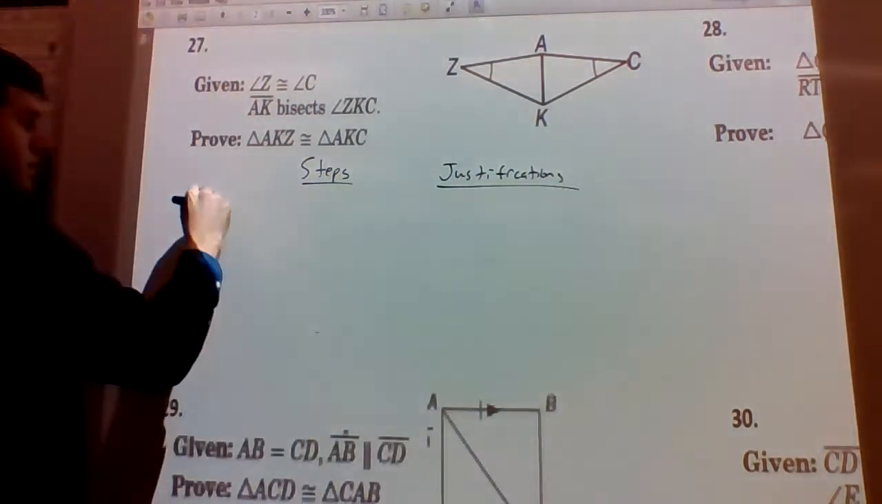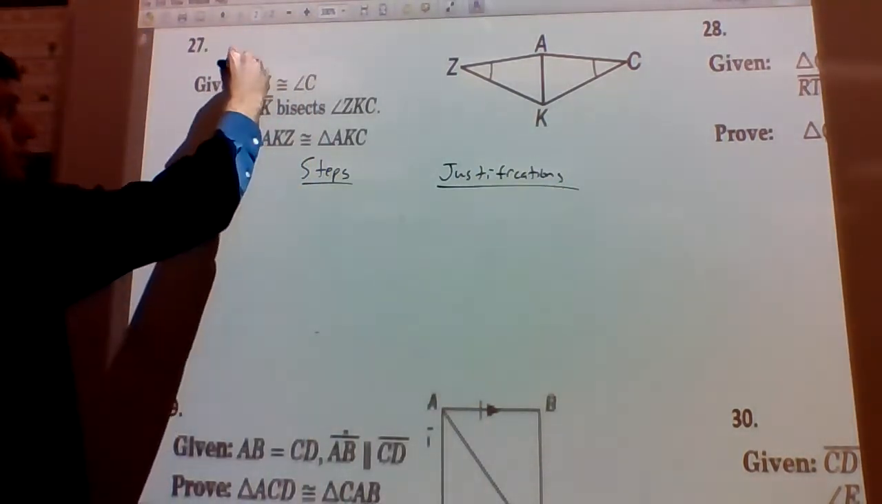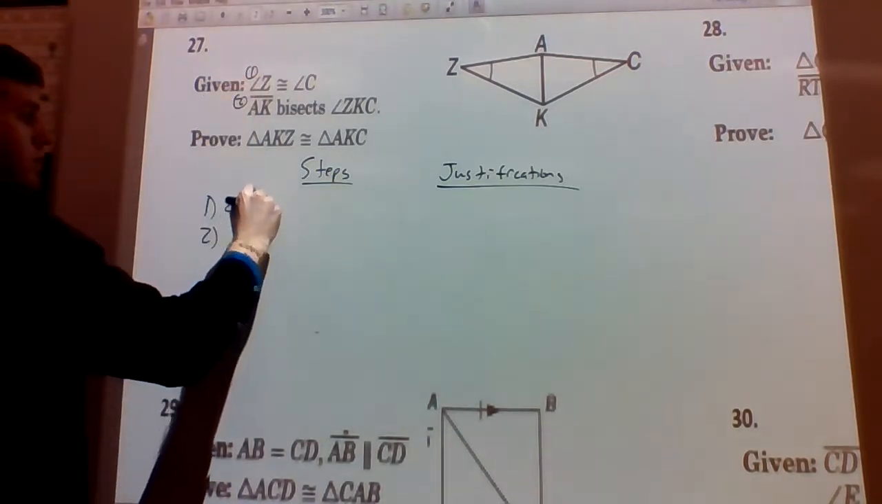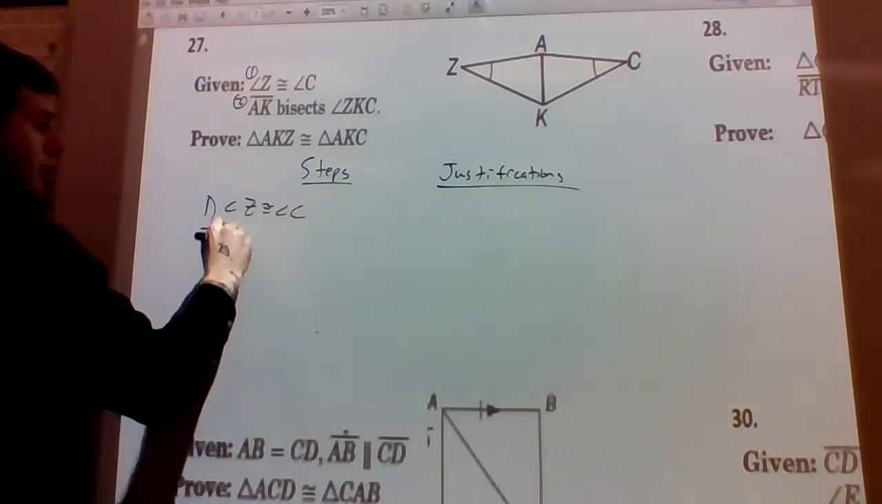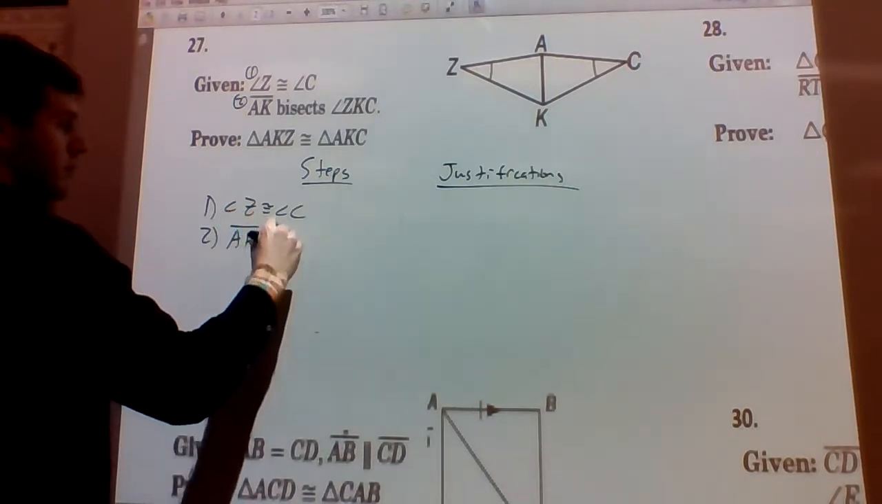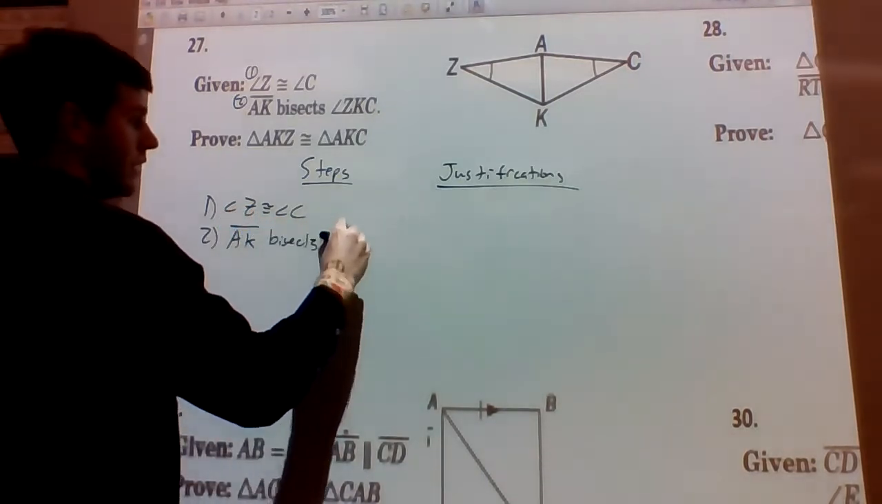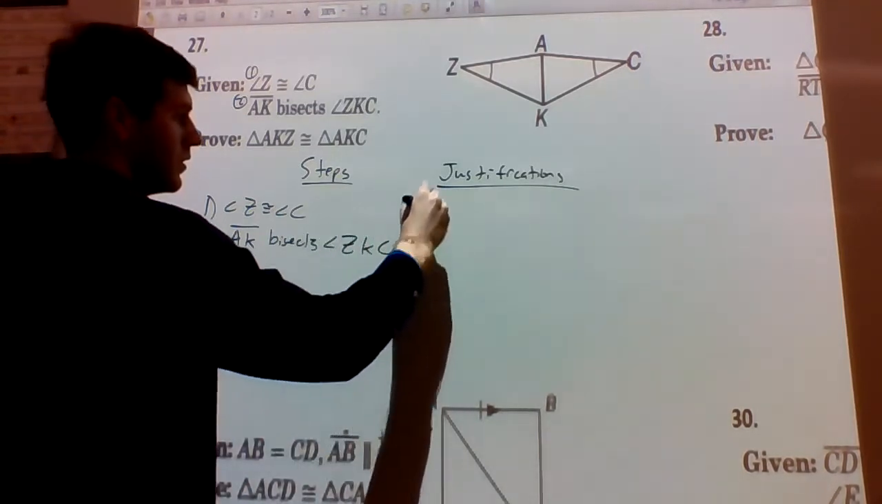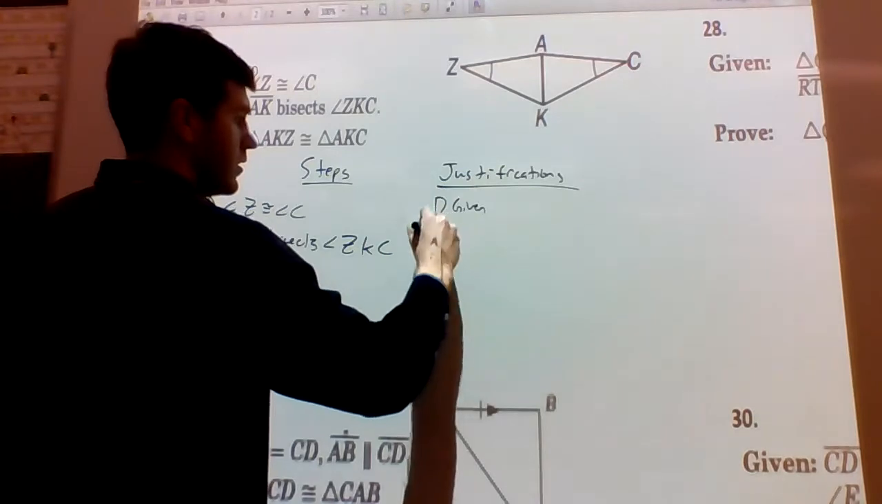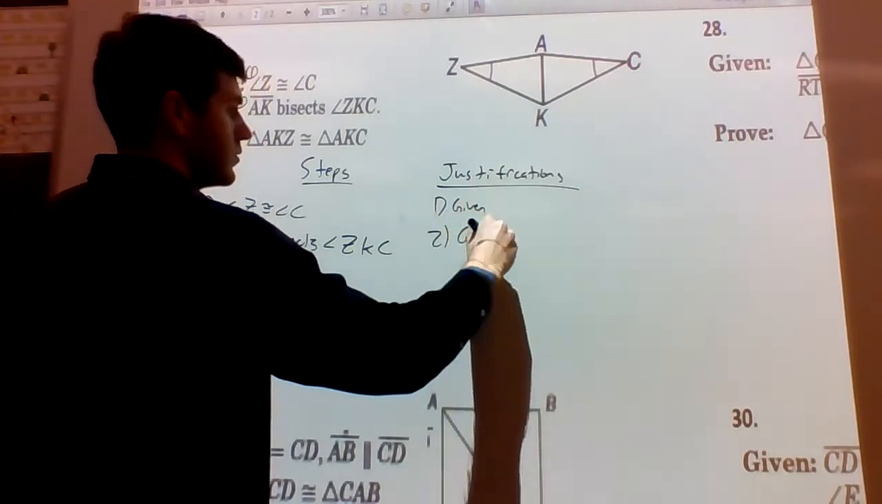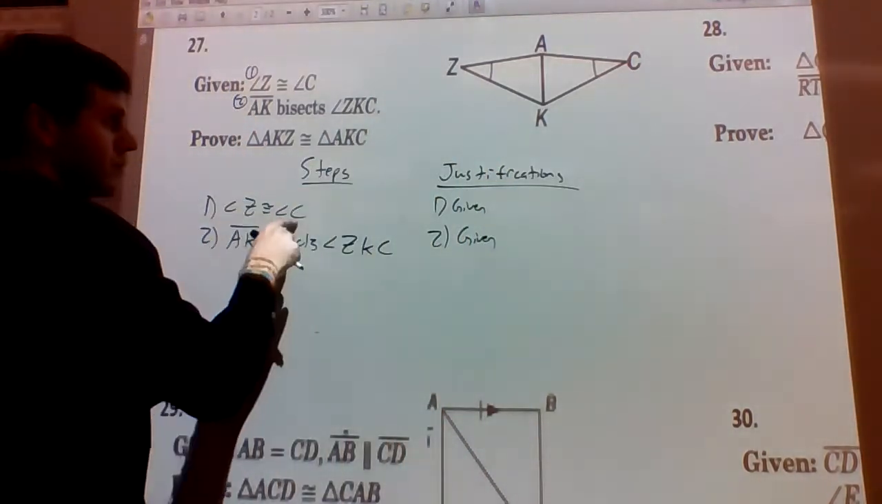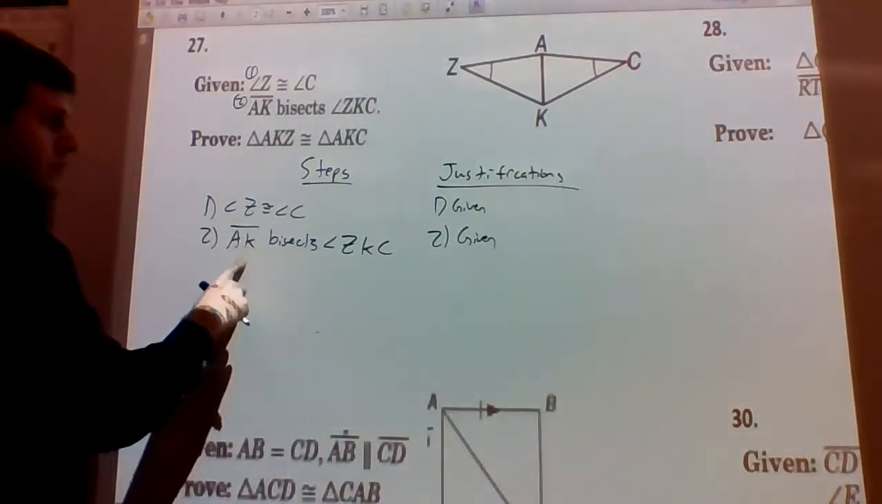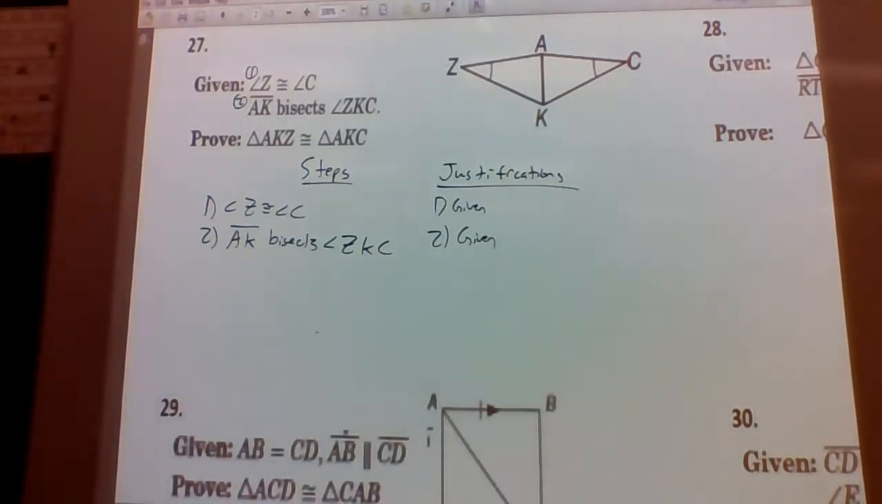Okay, step 1 is our givens. We have two givens. Angle Z is congruent to angle C, and AK bisects angle ZKC. That is given and given. So we have drawn in already angle Z is congruent to angle C, and our second given here is AK bisects angle ZKC. So we've written the givens.